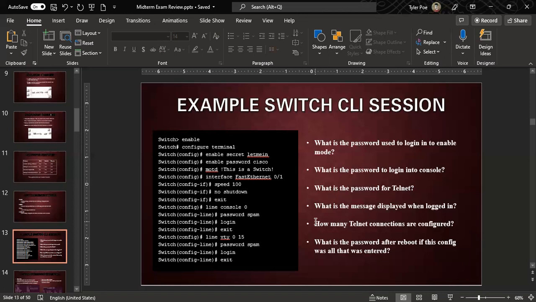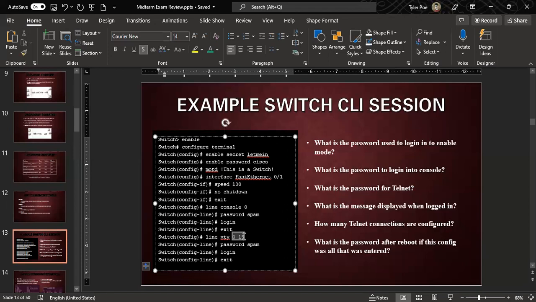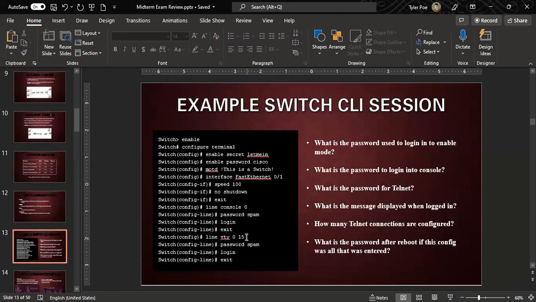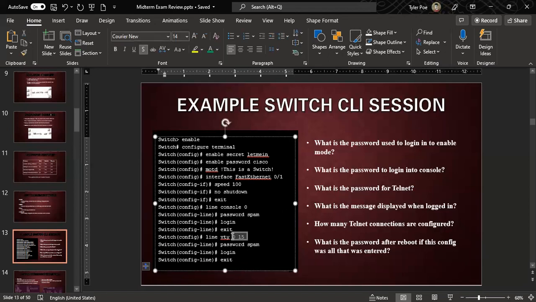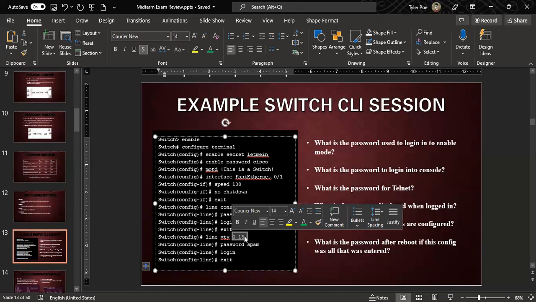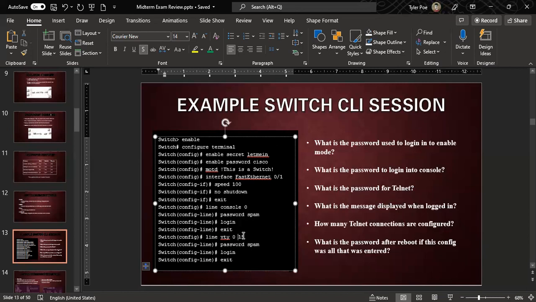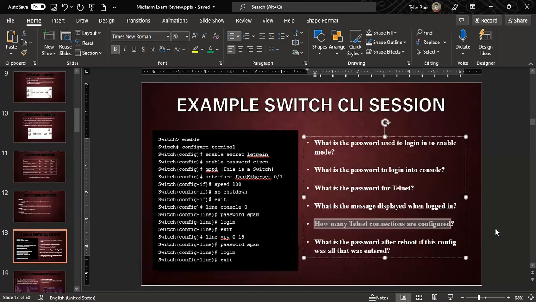So my next question is, how many telnet connections are configured? 15. Close. It's actually 16. So it's counting from 0 to 15. So a number of people got that wrong in the exam. I want to stress that here. You need to count from 0 to a number, whatever this is. So basically, you take this number here and you add 1 to it. And that should be the number of telnet connections configured.